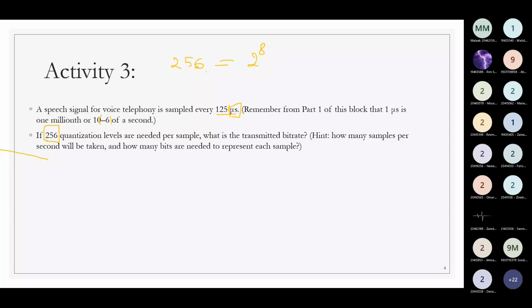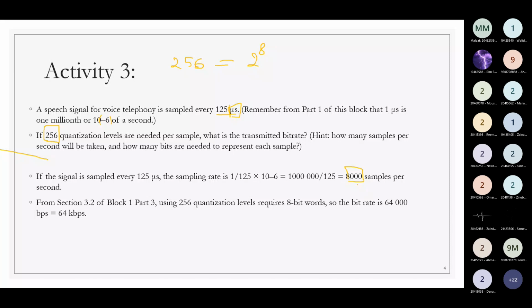Okay, so you need 8 bits. Okay, so if the signal is sampled every 125 microsecond, the sampling rate will be equal to 1 divided by this number, which is 8,000 samples per second. So we will take 8,000 samples per second. Okay, so now when you have 256 quantization levels, you will require 8-bit words. So the bit rate is equal to 64,000 bits per second.